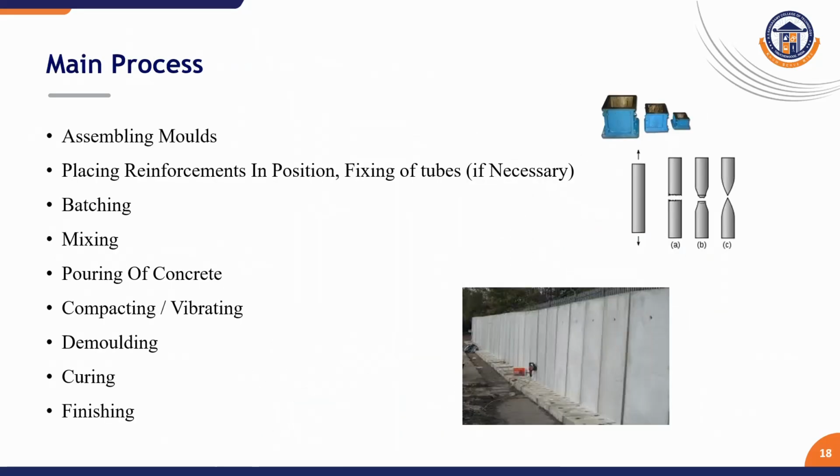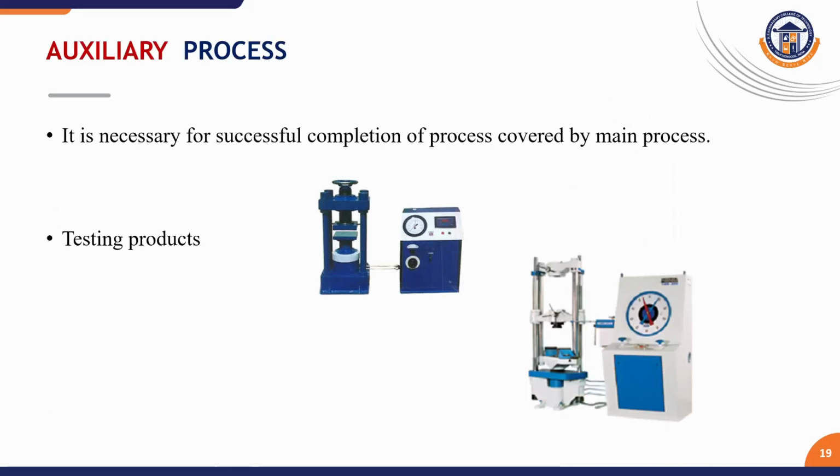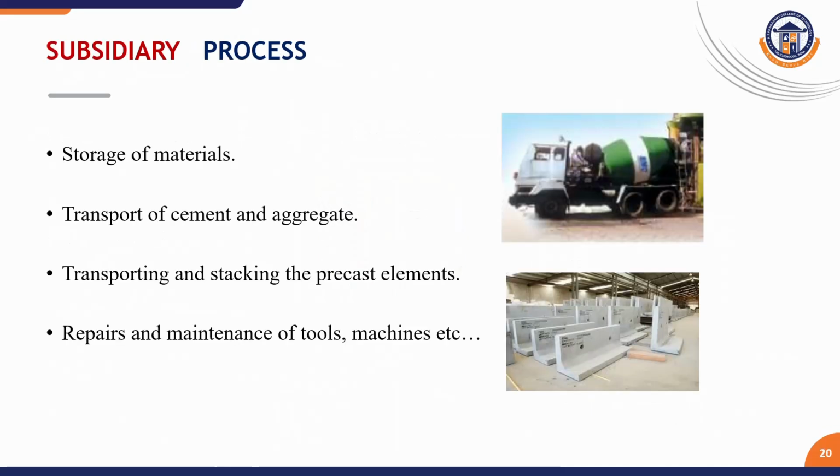In the main process, assembling molds, placing reinforcements, batching, mixing, pouring concrete, compaction, demolding, curing, and finishing take place. Whereas in the auxiliary process, necessary support activities like product testing are carried out to ensure the quality. Whereas the subsidiary process includes the storage of the materials, transporting cement and aggregates, stacking precast elements, and maintaining tools and equipment.